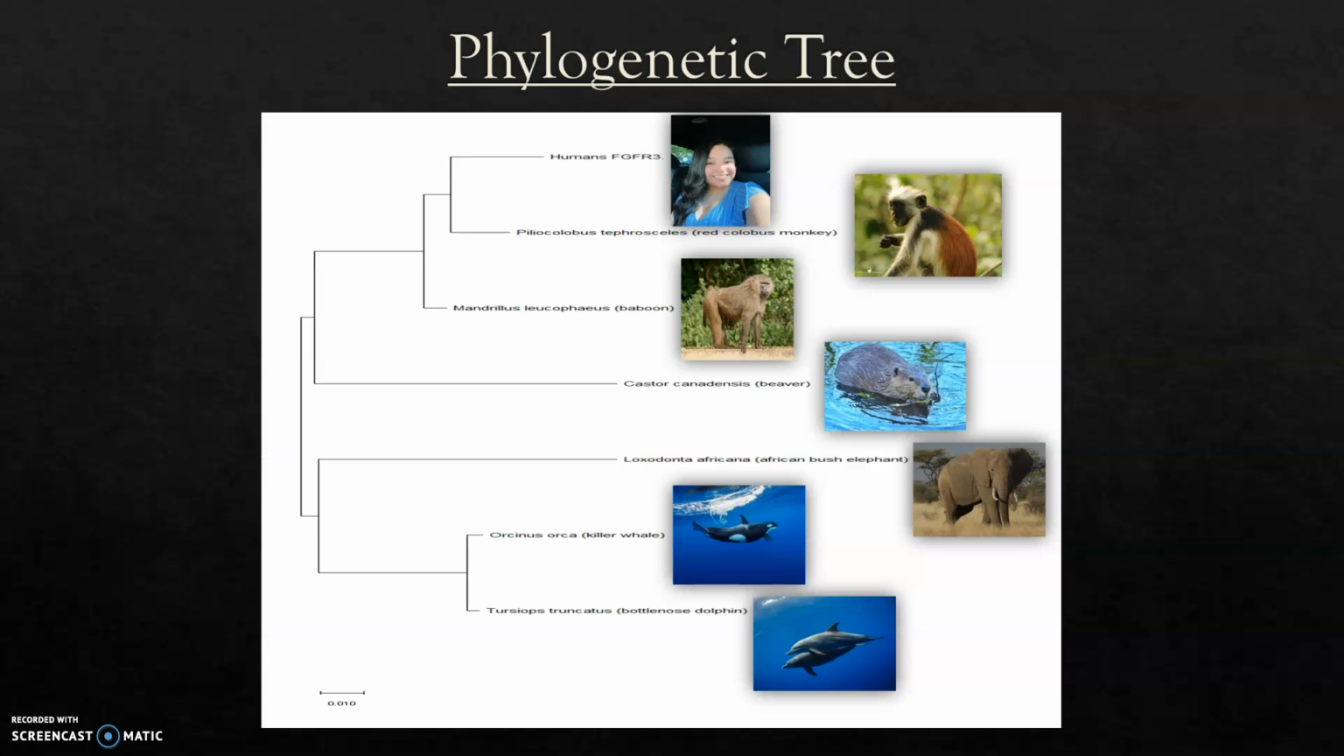The phylogenetic tree. So you can see Homo sapiens, or humans. That's a picture of me. You can see that I did a few pictures of monkeys that were closely related. Then I went to a beaver and an elephant, and then a killer whale and a bottlenose dolphin. So you can see how this phylogenetic tree goes from one type of species to a total opposite species.